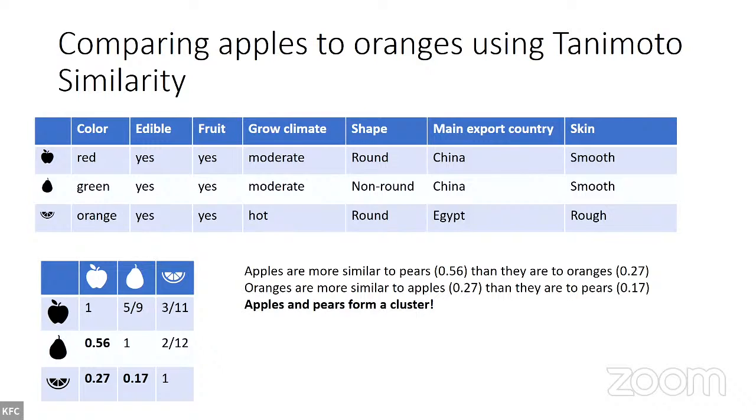You can substitute them for each other in ways that you could not do for an orange. Let's say if you are making an apple cake, but you have only pears, this is fine. If you have oranges, that's not fine. And this is reflected in this quantitative similarity metric.